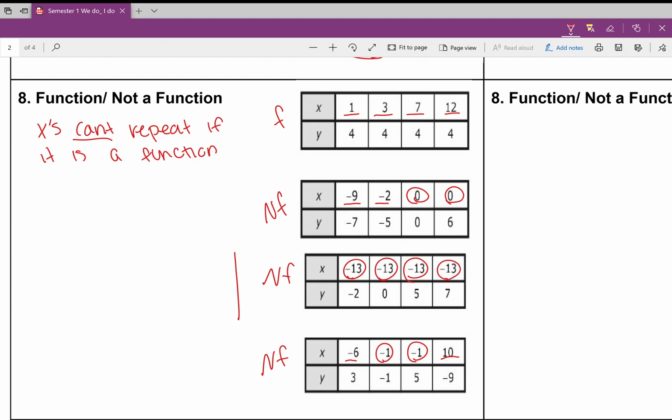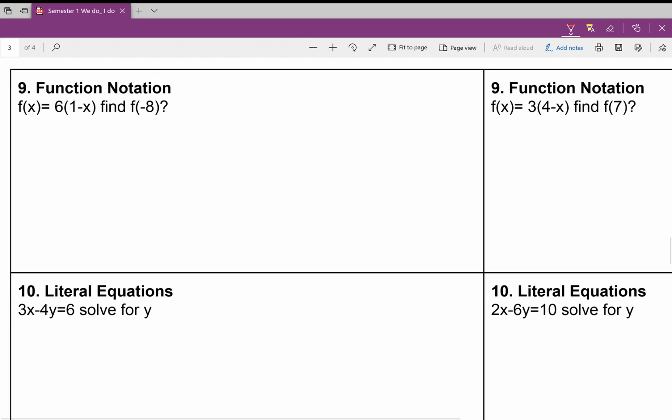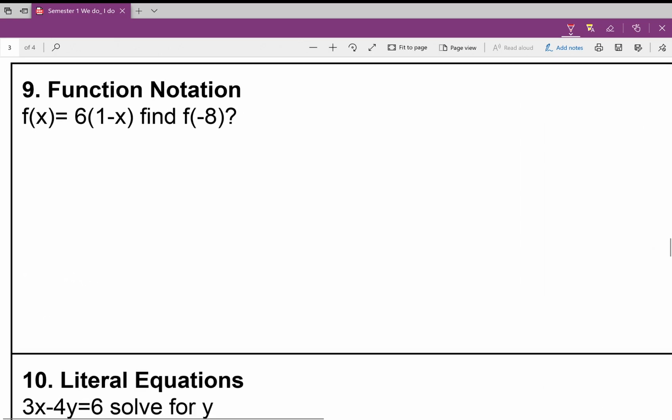Okay, let's look at number 9. Number 9 is function notation. So remember, in function notation, you are plugging in whatever is inside these parentheses. So for example, this is going to be x, into the x value in our problem. So this one is f of -8 equals 6 times (1 minus -8). Notice instead of putting this x, I put -8.